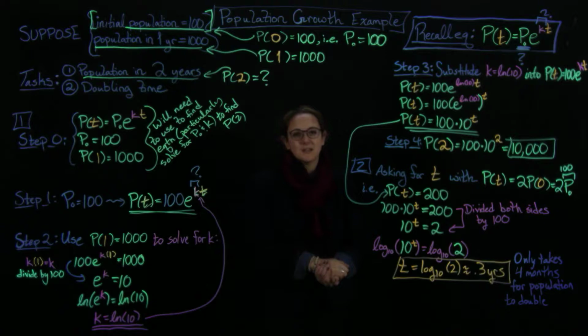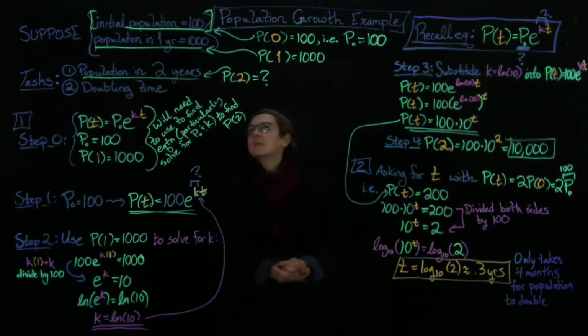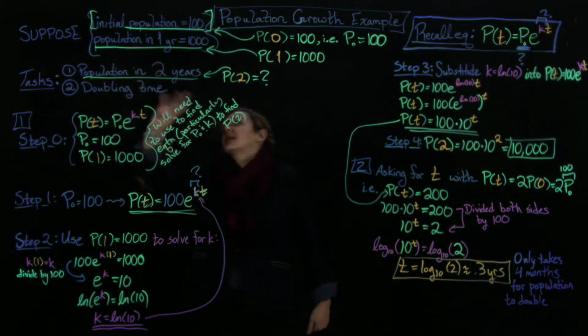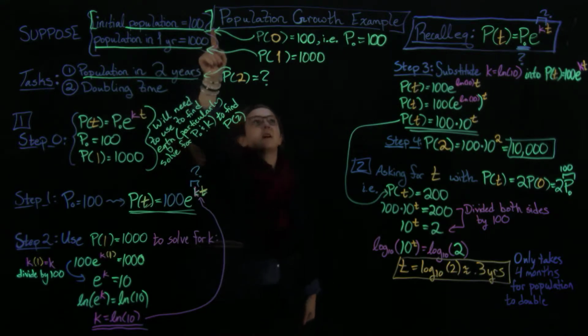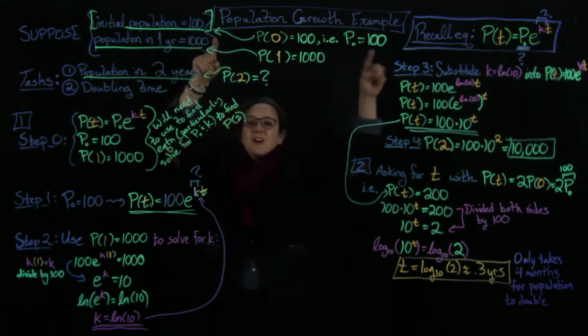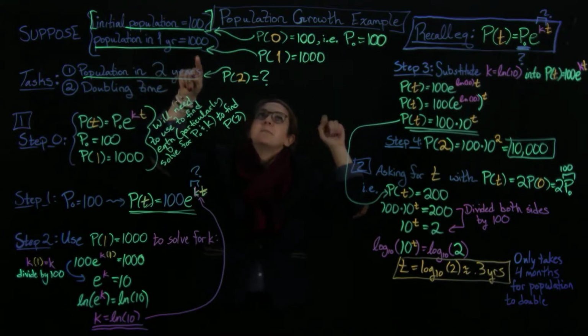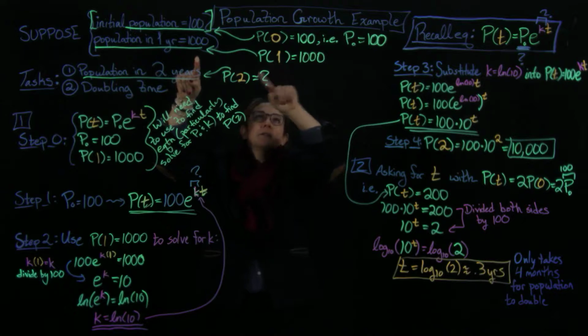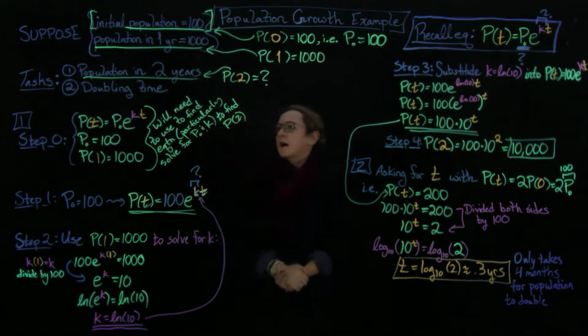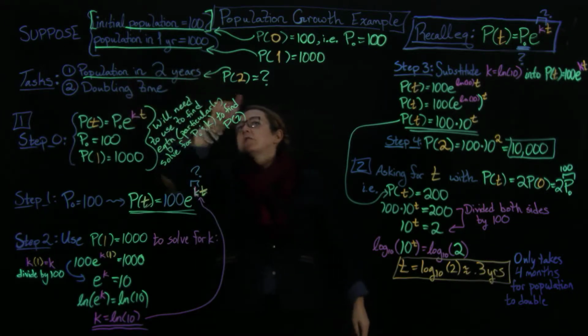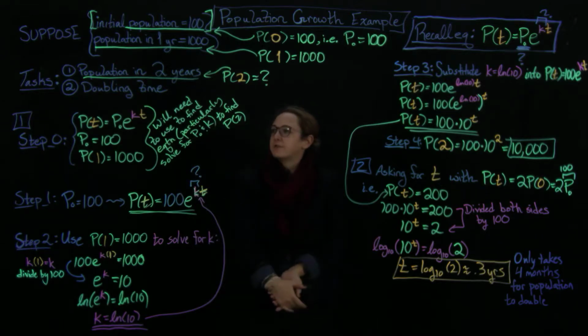So this is something to watch for, is how fast these things grow. So what do we do here? I first interpreted what everything meant. My initial population, 100, told me that that was my P naught, because that's my population at time 0. My population in 1 year as 1,000 tells me when I plug 1 into P, I get out 1,000. I see that I'm looking for the population in 2 years, and I'm looking for the doubling time.